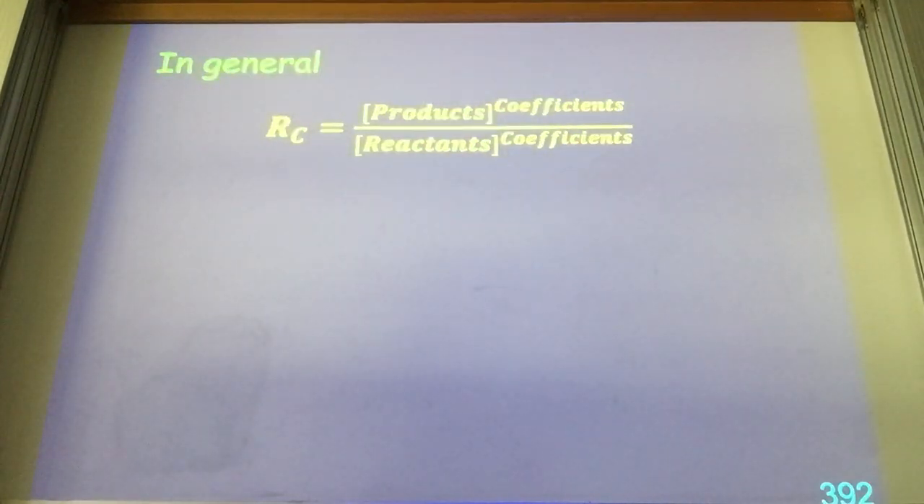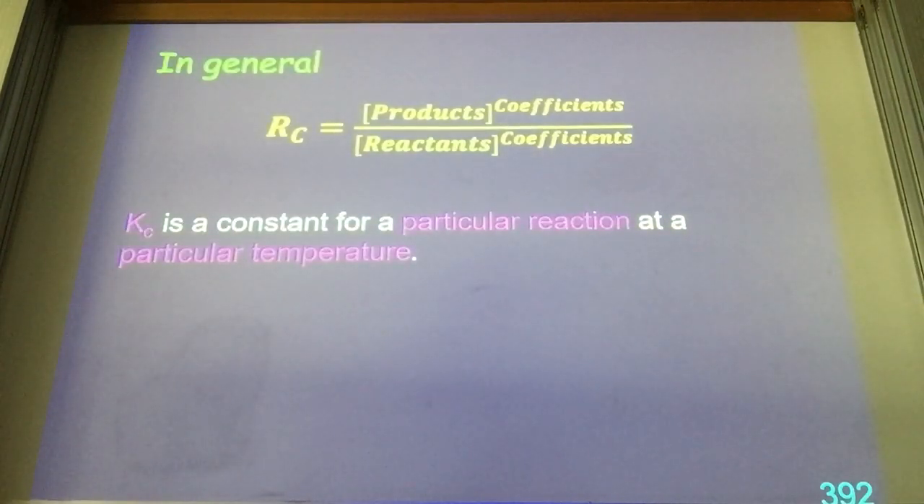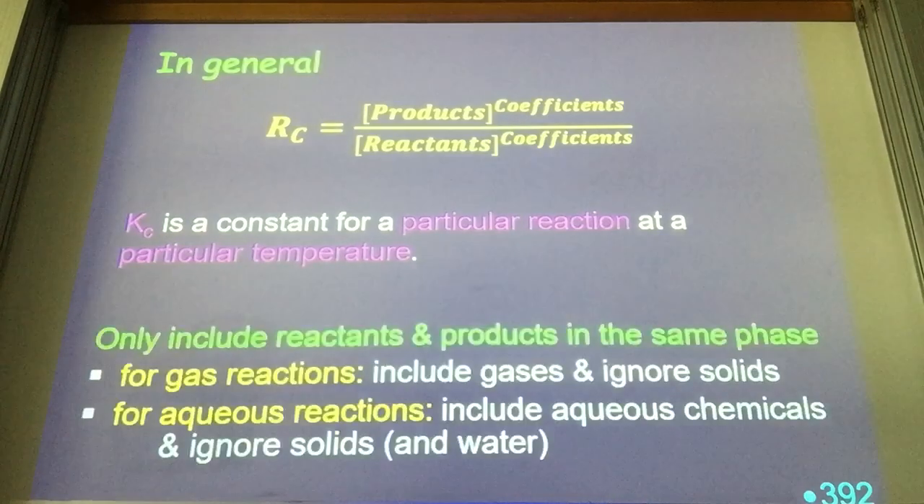So, in general terms, the reaction quotient, the equilibrium constant, is products to the power of the number of moles over reactants to the power of the number of moles. And as I say, that's a constant for a particular reaction at a particular temperature. Note that equilibrium constants change with temperature.